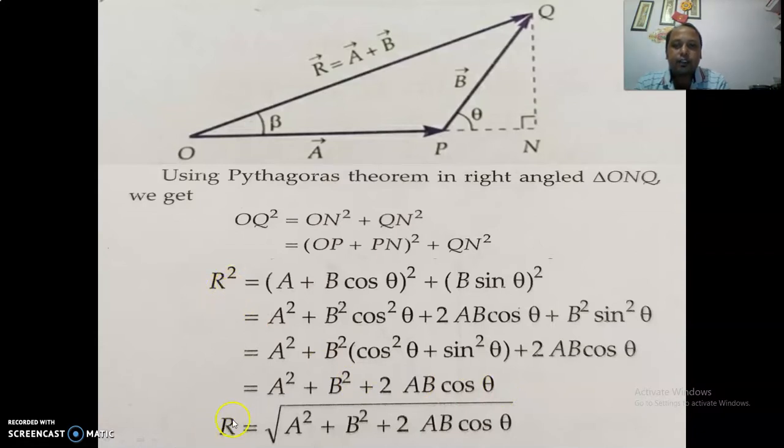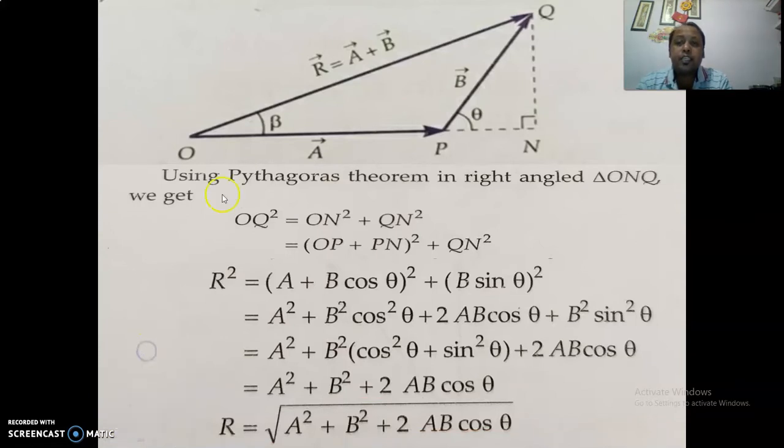So naturally the value of the resultant will be given by the root over, we have to take the root because it was the square term. So the value we are getting here is root over A square plus B square plus 2AB cos theta. This is a very, very important relation, and in the higher classes also you will be using this relation time and again. Whenever you are given two vectors and you have to find the magnitude of the resultant, the formula you will use is root over A square plus B square plus 2AB cos theta, where theta is the angle between the two vectors. So till now I think everything is clear, there should not be any doubt.